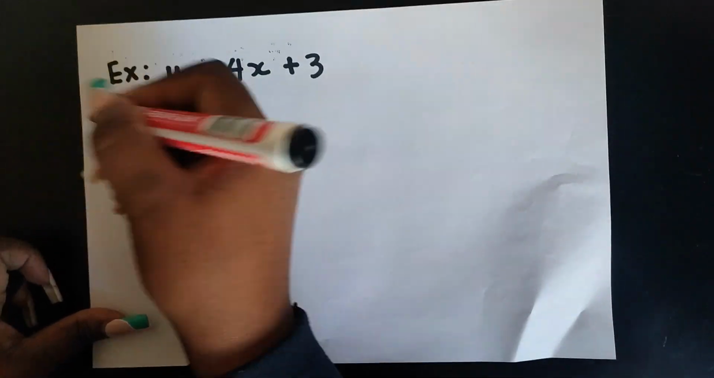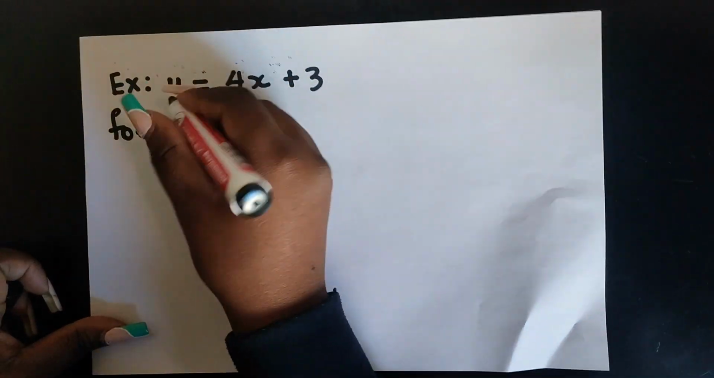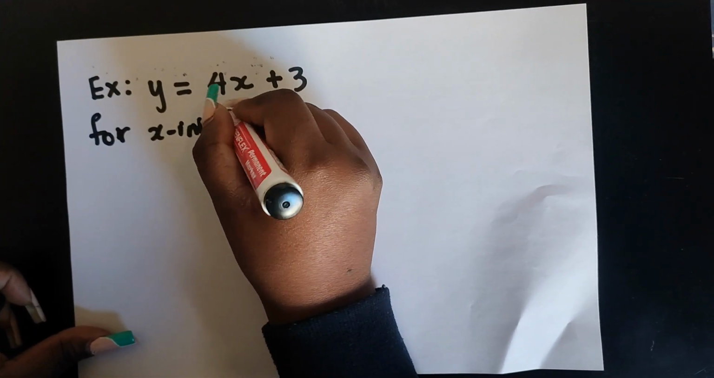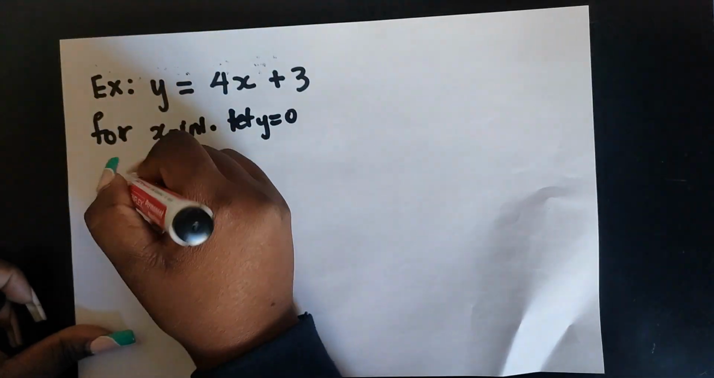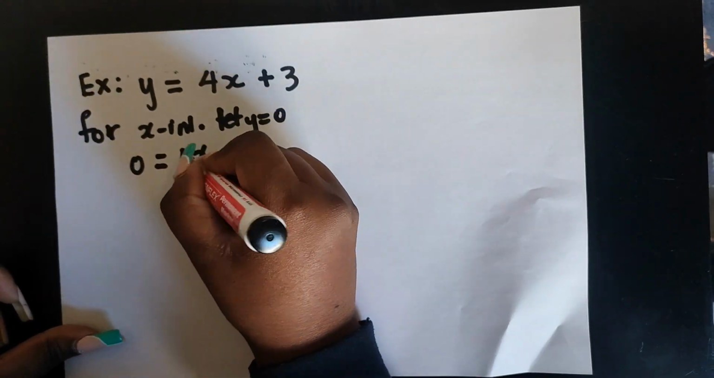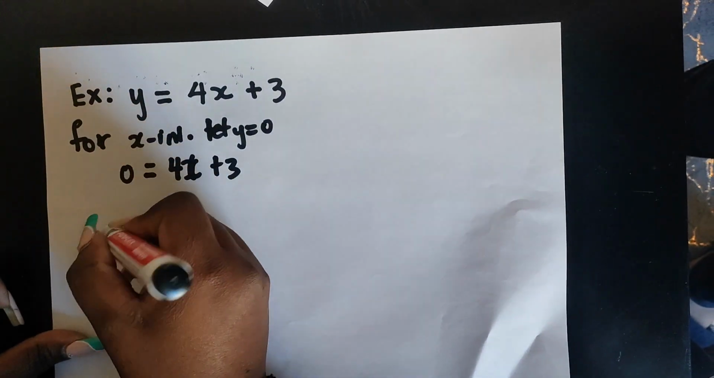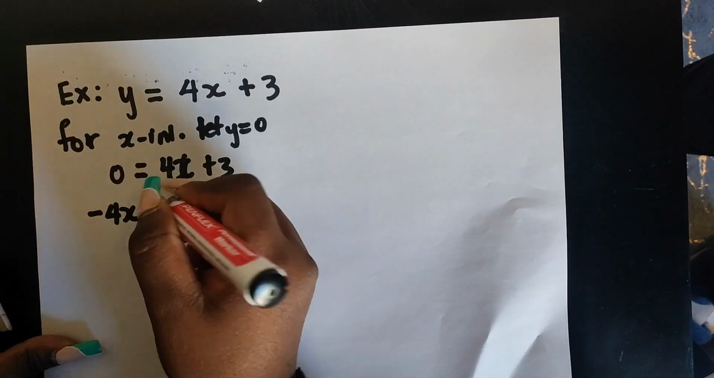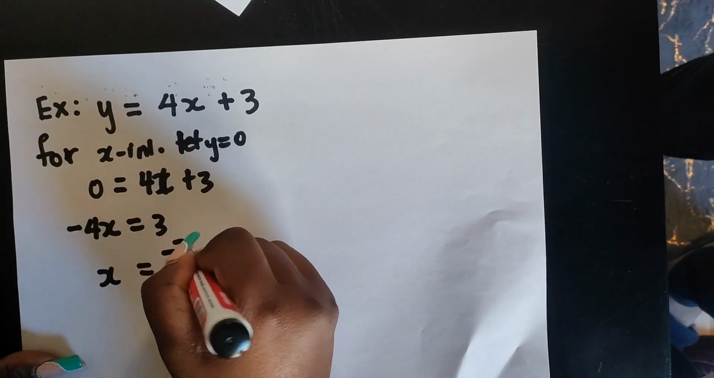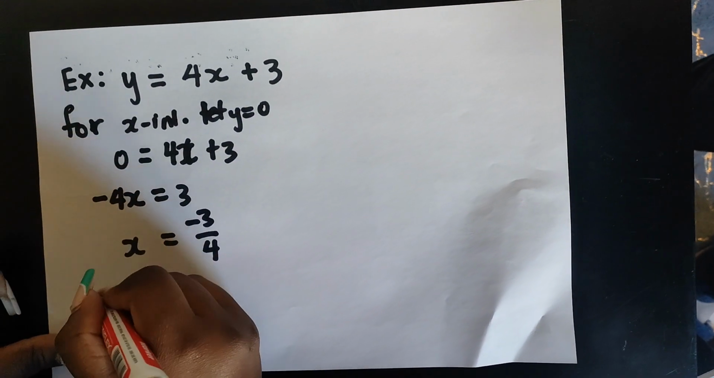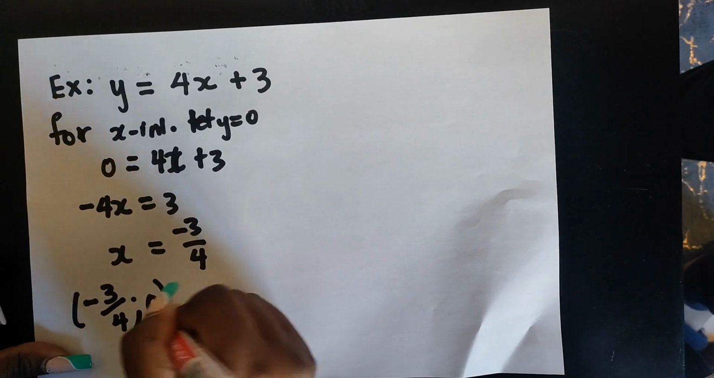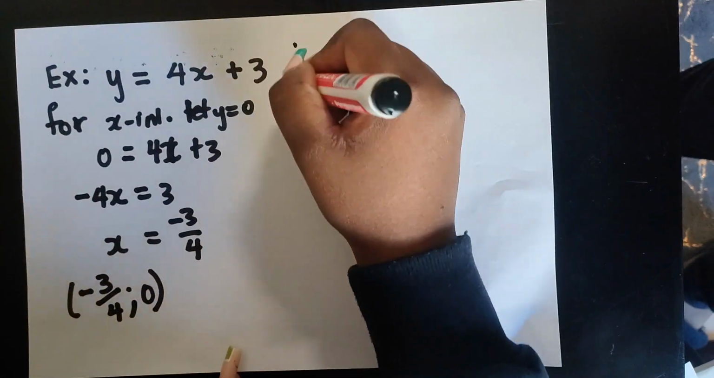Okay, so step number 1, for x-intercept, let y be equal to 0. So we're going to have 0 is equal to 4x plus 3. So we're going to transpose to negative 4x is equal to 3. Therefore our x is going to be negative 3 over 4. So our first point is negative 3 over 4 and 0. So that's the first point we have.